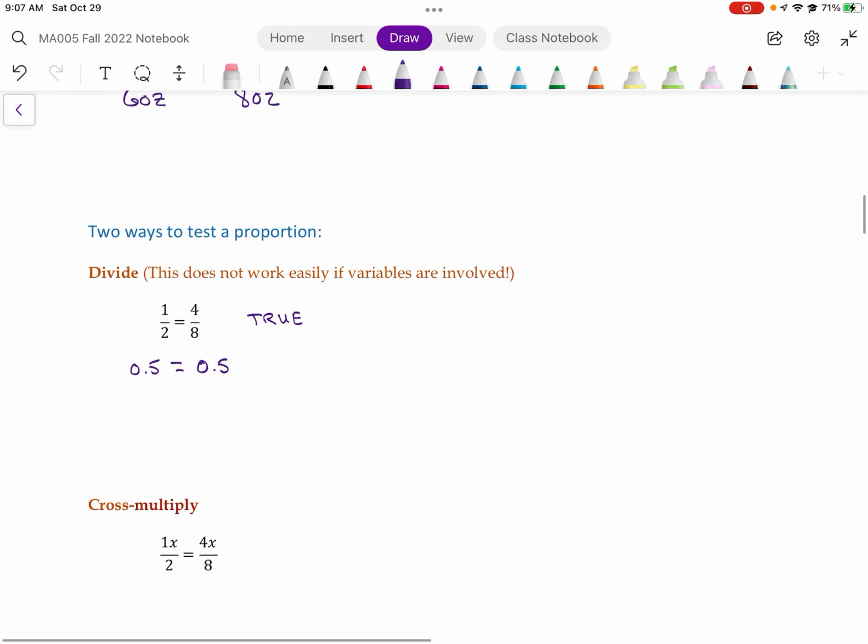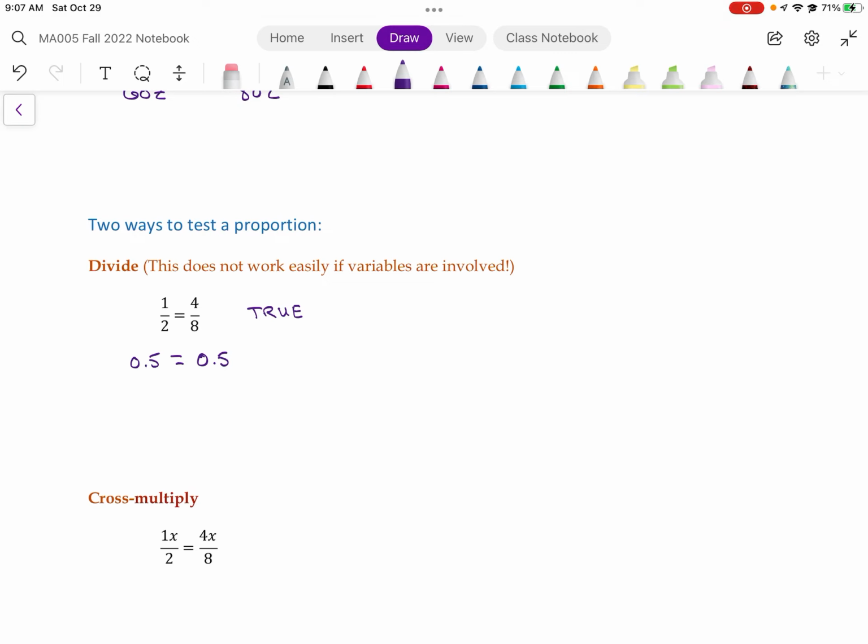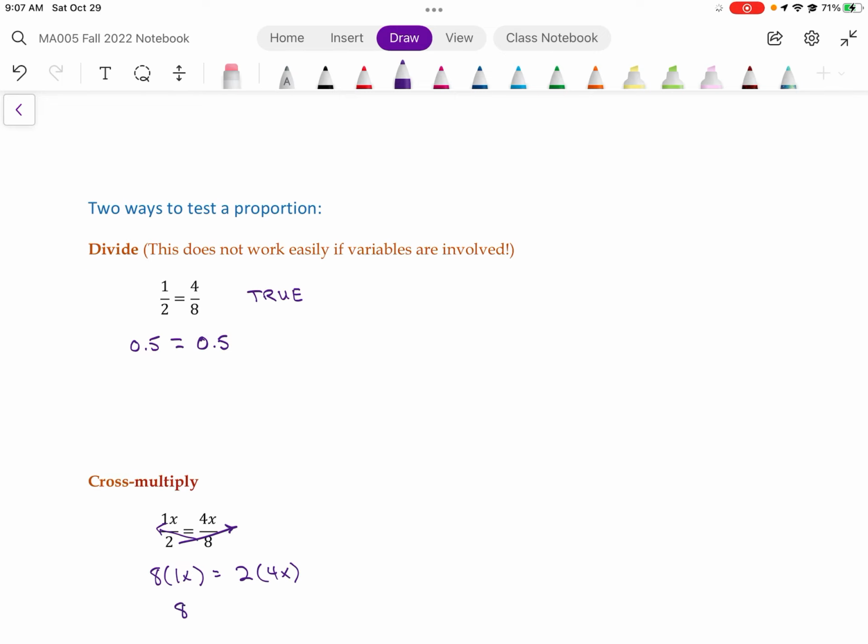All right. Another one is not really my favorite because people misuse it, but we'll use the word cross multiply because that's what people know. But really what we're doing is we're multiplying both sides times 2 and both sides times 8. That's what we're doing. But this is the shortcut, and we get 8 times 1x equals 2 times 4x. Right, so we get 8x equals 8x.